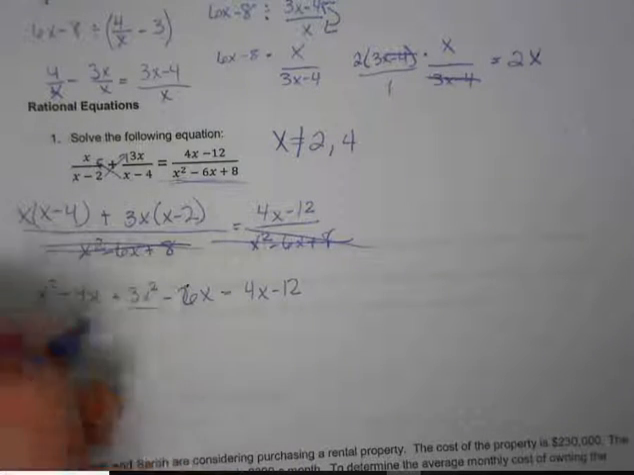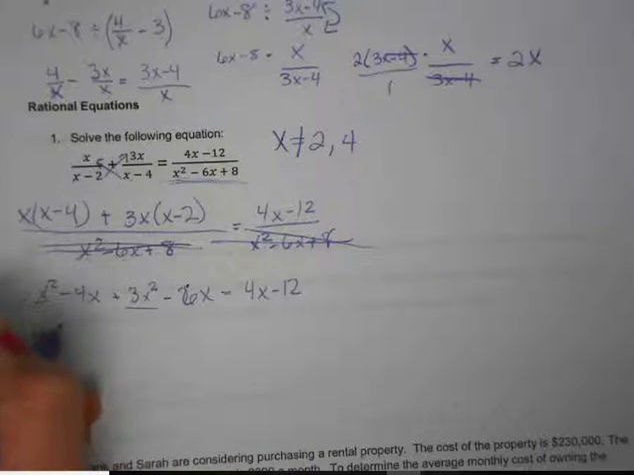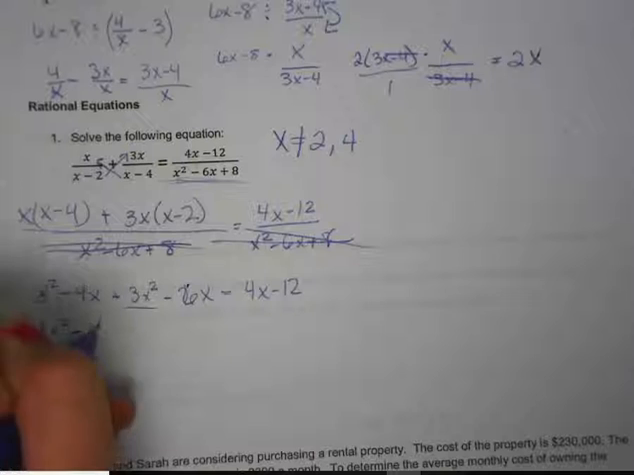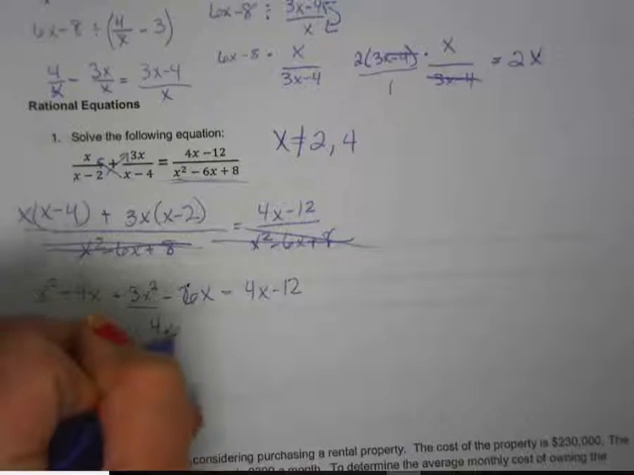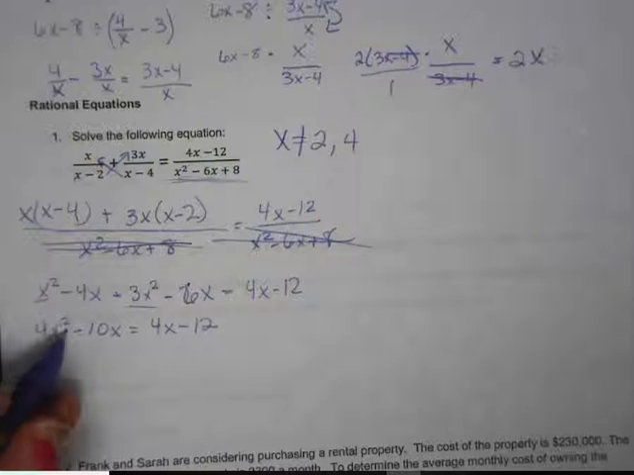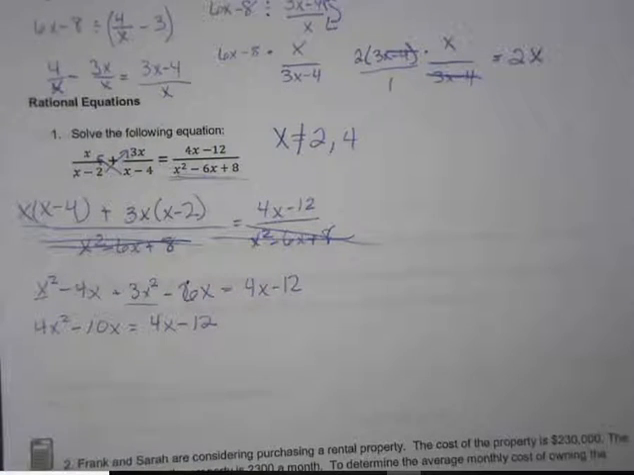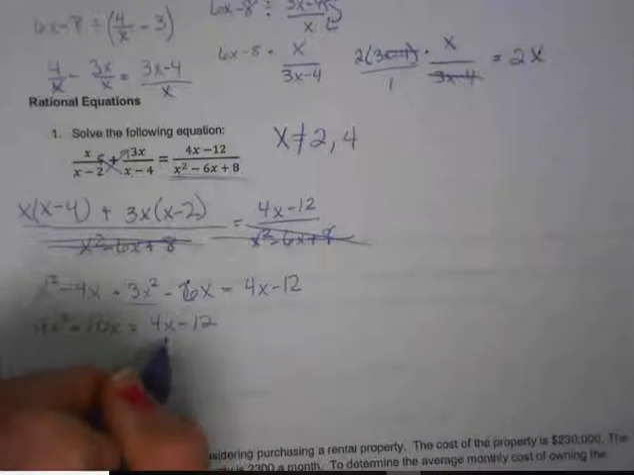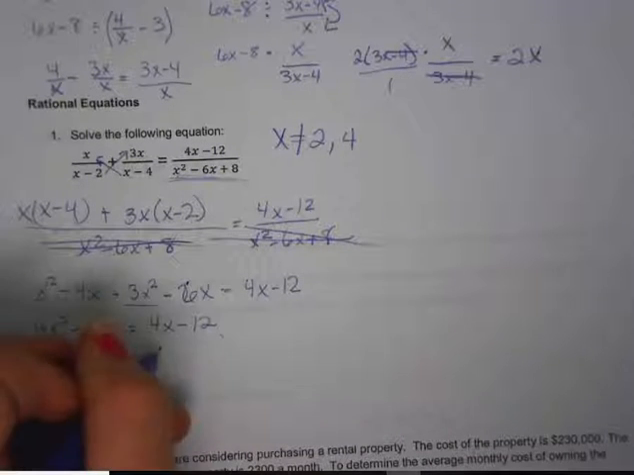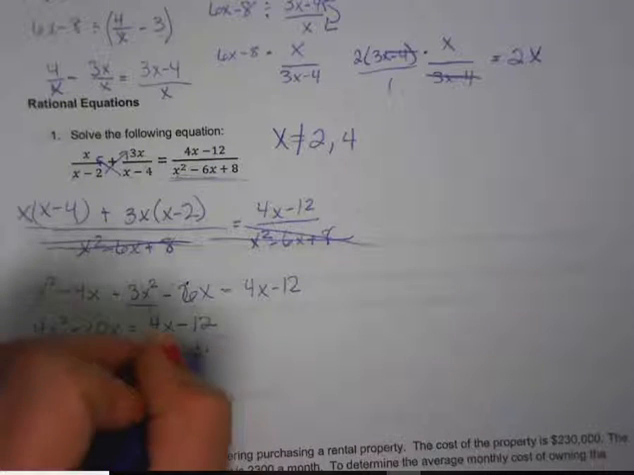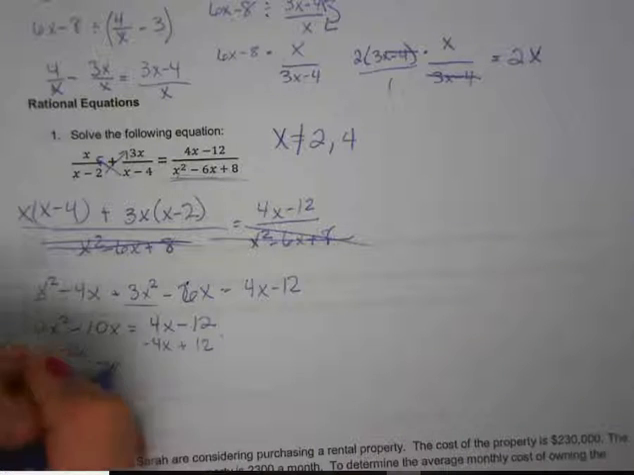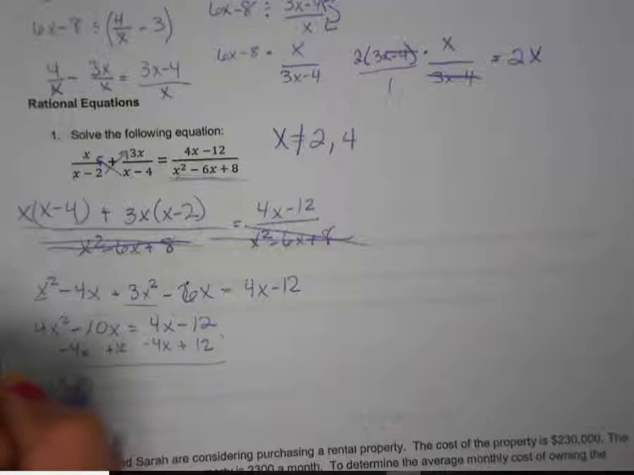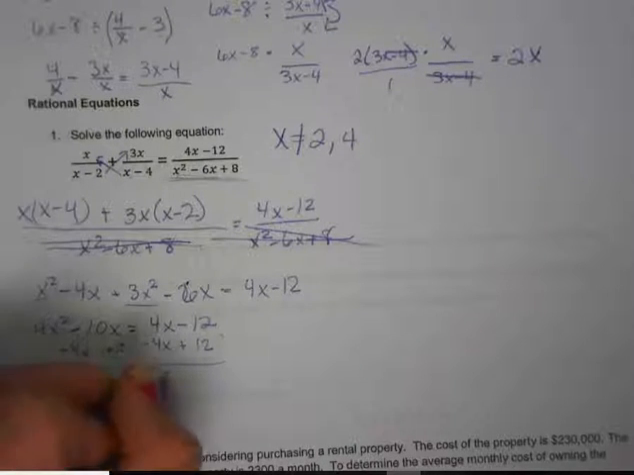So we have x squared plus 3x squared. That gives me 4x squared. And we have negative 4x minus 6x. So that's going to be negative 10x. And that's going to be equal to 4x minus 12. Now this is a quadratic. We know that because it's got a squared. And whenever we solve a quadratic, we want to set it equal to 0. So I'm going to move the entire right-hand side over to the left-hand side by subtracting and adding. So I'm going to subtract 4x and add 12 to both sides. Minus 4x plus 12. And that's going to give me 4x squared minus 14x plus 12 equals 0.